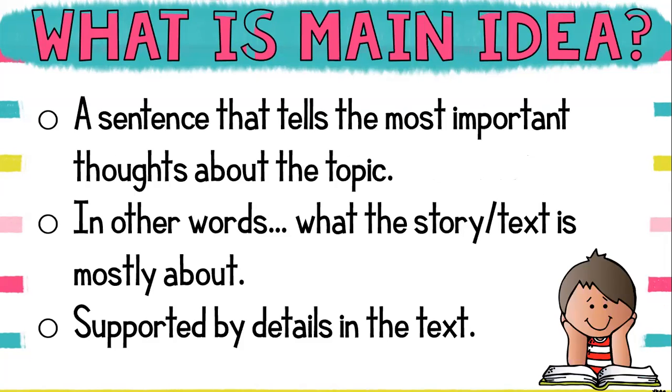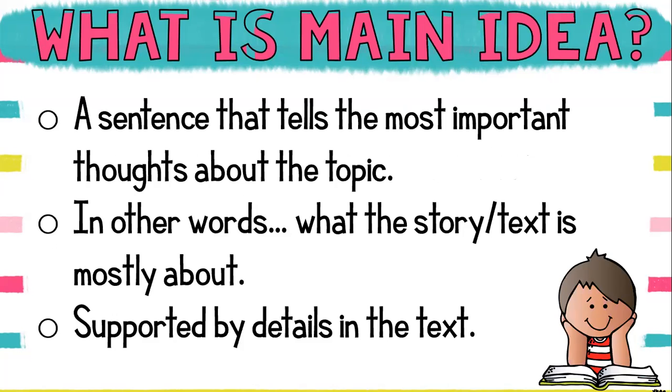Now, what is the difference between the main idea? So what is the main idea? So the main idea is a sentence that tells the most important thoughts about the topic. So if I was reading an article about sharks, well, what in particular does the author want me to learn about sharks? What does she want me to take away from this article about sharks? So in other words, you're just talking about what the story or text is mostly about.